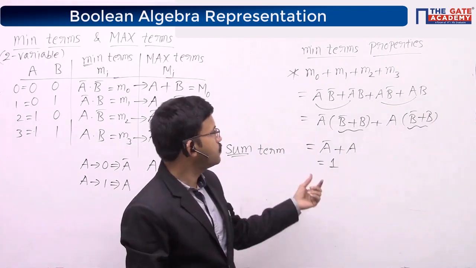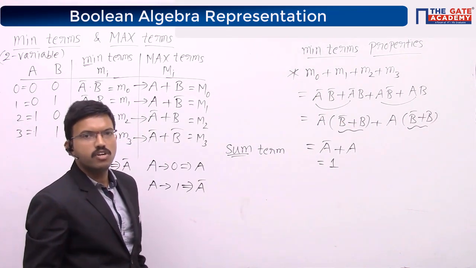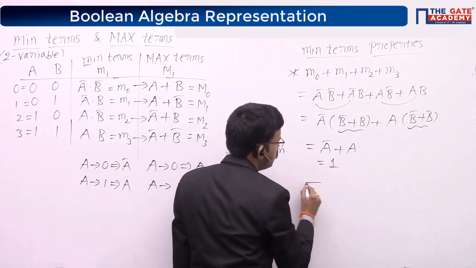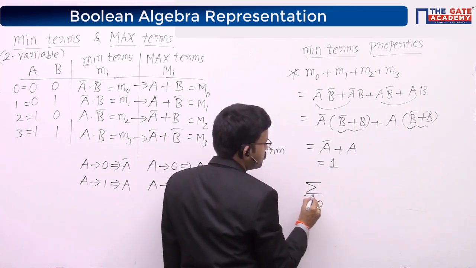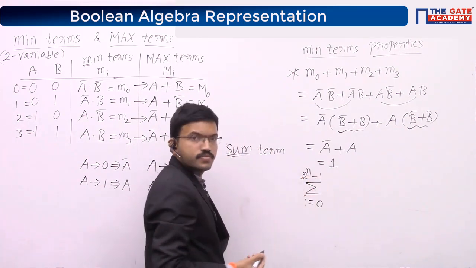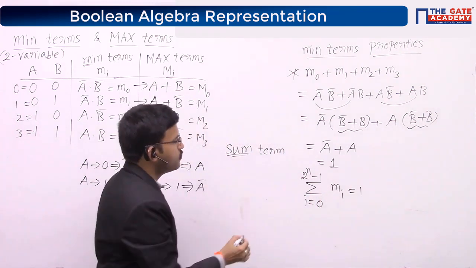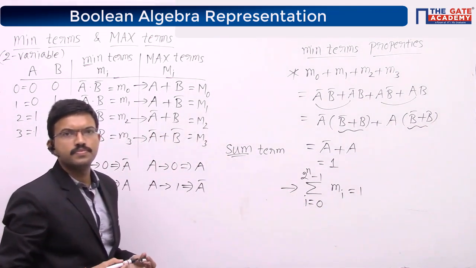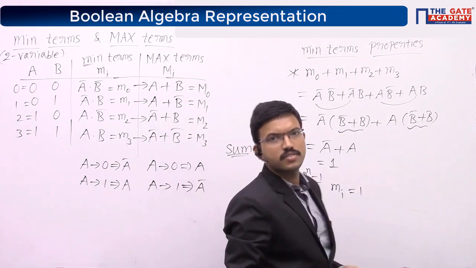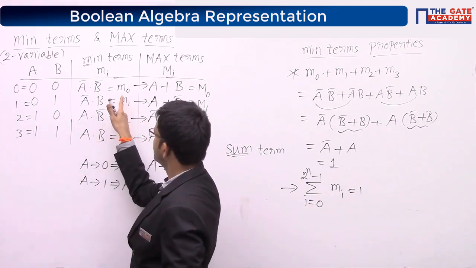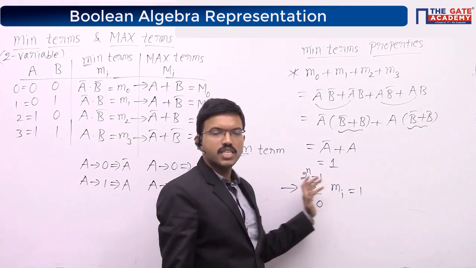Okay, you can write down the first property of the min term: sum of all min terms equal to 1. Mathematically, we can represent it as sigma, for summation, i equal to 0 to 2 power n minus 1, of min terms m suffix i, is equal to 1. Mathematically, you can represent like this. Here for 2 variables, we are getting min terms 0 to 3, so I have written i equal to 0 to 2 power n minus 1 for the generalized case.